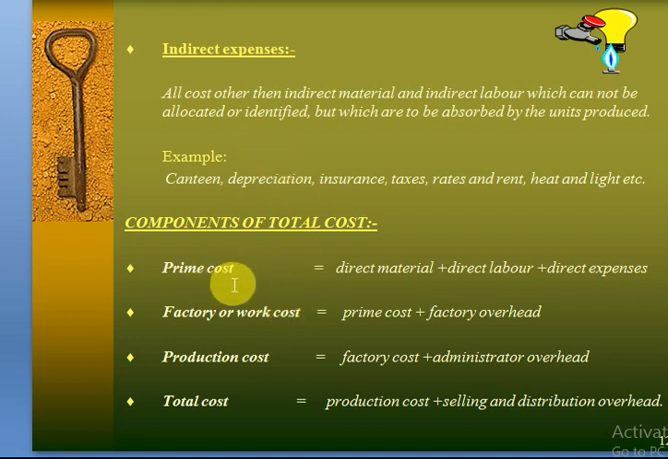Following are the simple formulas for calculating the prime cost. Prime cost is equal to direct material, direct labor and other direct expenses. Similarly, factory or work cost is prime cost plus factory overhead cost. Production cost is equal to factory cost plus administrative overhead. Total cost is equal to production cost plus selling and distribution cost. These formulas we will use in the upcoming practical questions while calculating the prime cost, the factory cost, the production cost and so on.